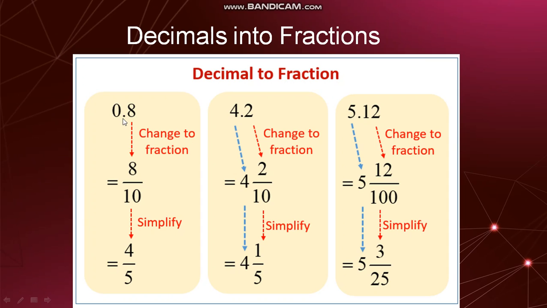It is 0.8. As you can see, after the decimal point you have only one number, so you have to divide this number by 10. So it is 8 divided by 10. You can just simplify it. Both the numbers go in 2's table. 2 4s are 8, 2 5s are 10, which can be further simplified and written as 4 upon 5.